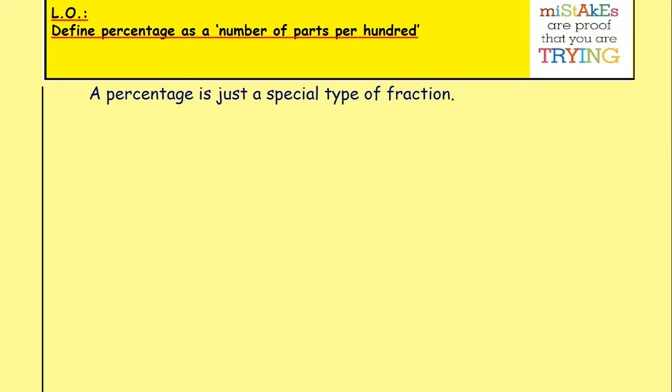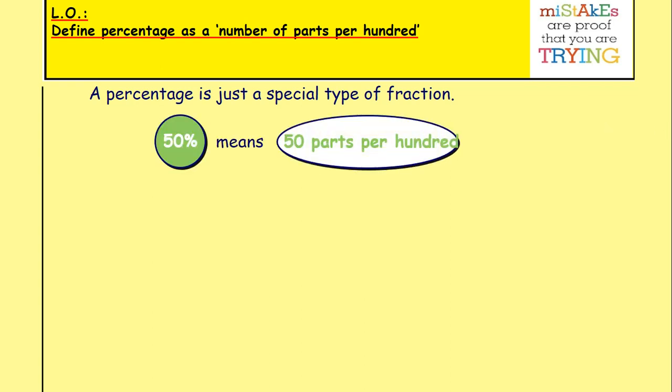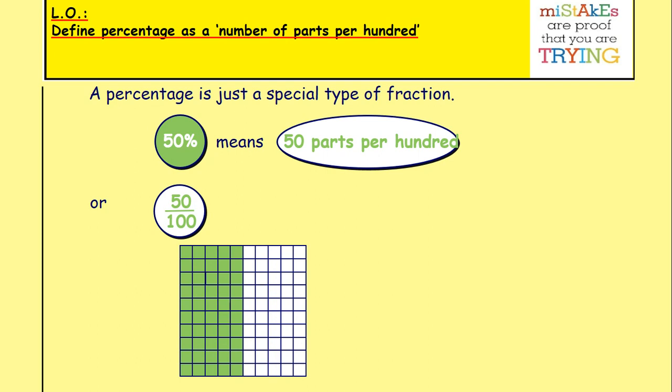So the most important thing I would like to highlight is that percentage is just a special type of fraction. Why? If I have 50%, it means 50 parts per 100, which means 50 above 100, 50 hundredths. And if I have a little 100 square and highlight 50%, it is 50 parts per 100, and this is how it looks. And we know already that 50% is half.